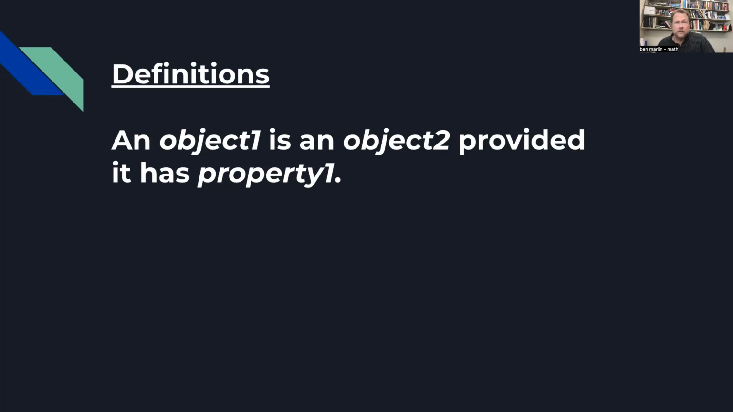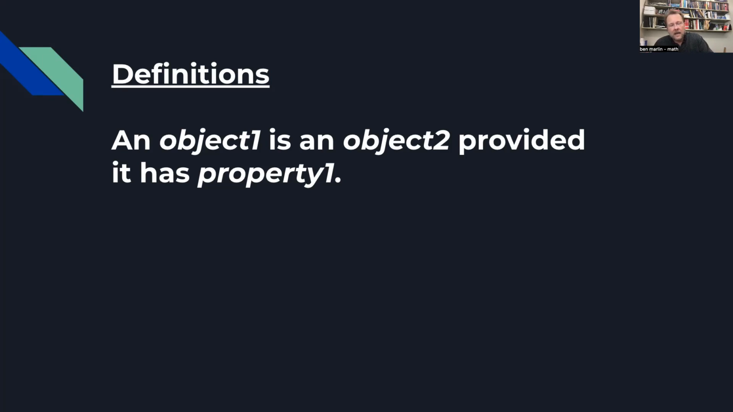But for those things that we do define, they all kind of boil down to this. An object 1 is an object 2, provided it has property 1. So you'll start out with an object. Maybe it's a number. Maybe it's a point in space. Maybe it's a topological donut, but you have to have some idea of an object. And then you're going to say it's a particular kind of object provided, and then you have some property.